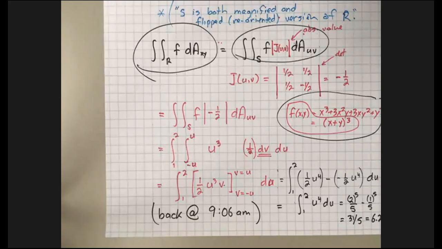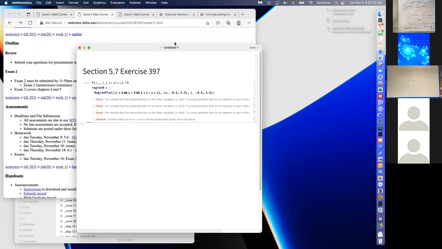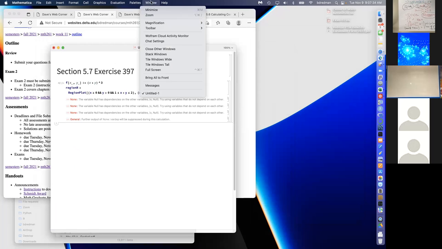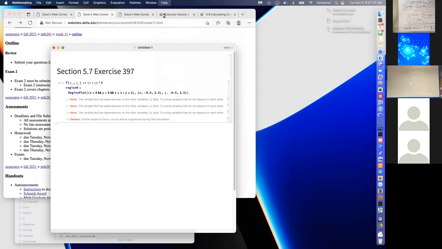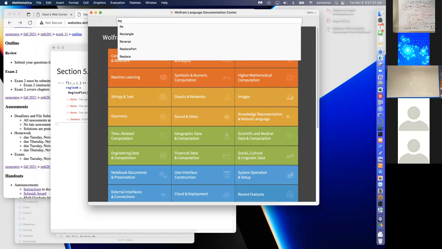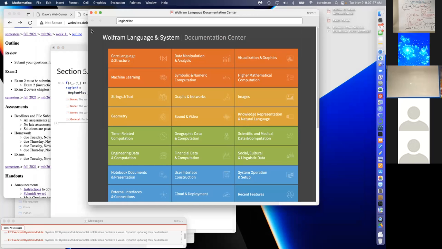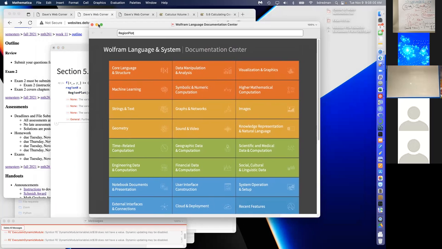So what we're going to do is go to documentation. So let's do a whole share screen. And I'm looking at the whole mess here. I'll blow up the typeface in a second, but I want to look at the documentation and look at RegionPlot. Don't see anything I obviously typed as an error in there, but let's ask Mathematica for the documentation on RegionPlot. And I'll move that window down where we can see it.